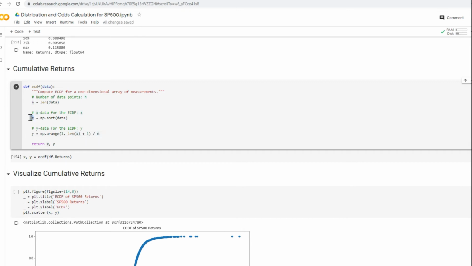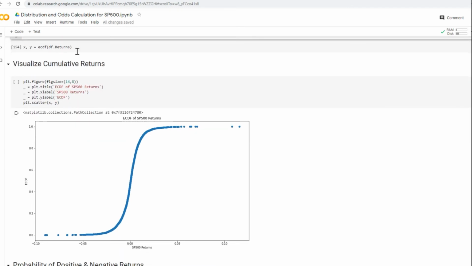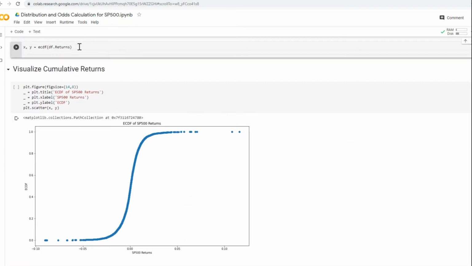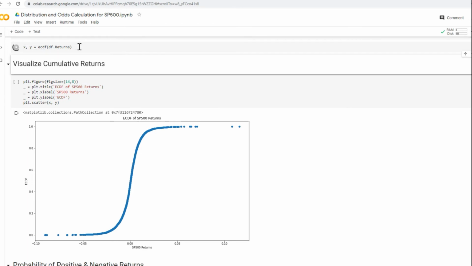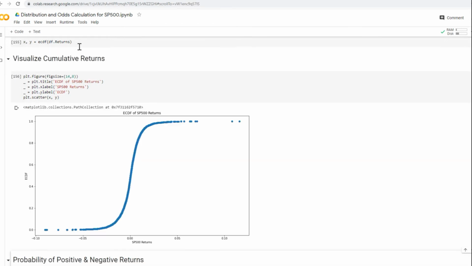So you say what is here, okay, and then we do the visualization, visual cumulative returns. You have like an S shape. It's very helpful to understand what is the probability of getting, for example, here 0% of returns.